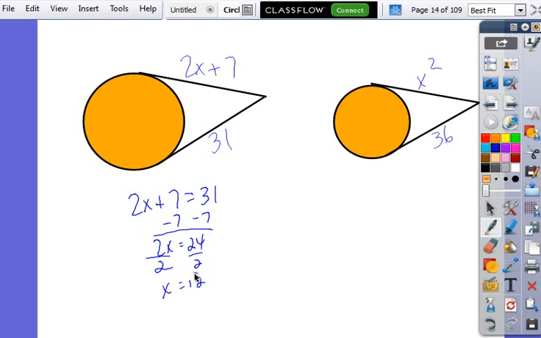So that means x to the second power is the same as 36. So in this one, I'm going to say x squared equals 36. Now, how do I solve problems when it says x squared equal to something?